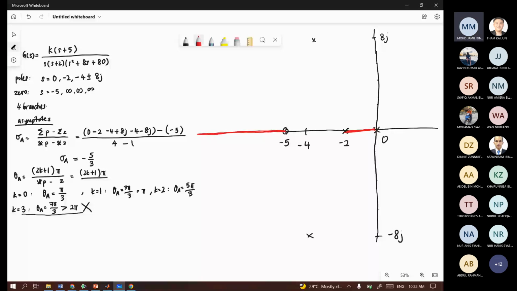Macam salah je. Okay, nanti kita tengok. Okay, so we have root locus here.